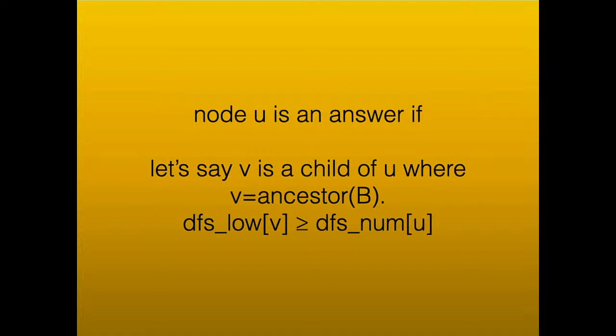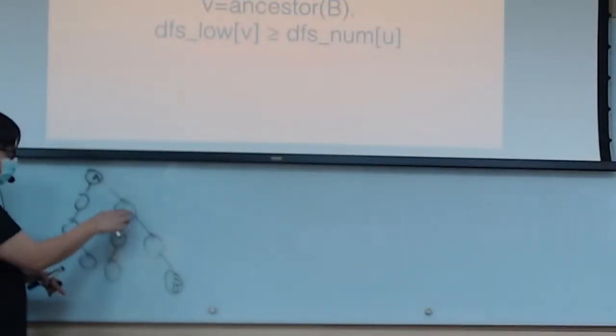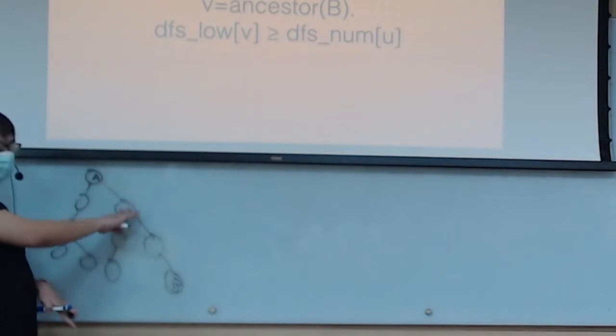And let's say this is B, okay? And of course there are some back edges, right? I hope you know DFS tree, back edges, DFS low, right? Okay. So only these two nodes can be the candidate answer. And let's say we want to check whether this node is the answer.